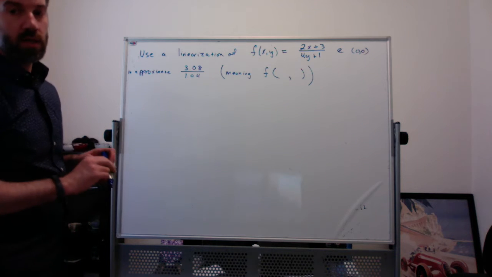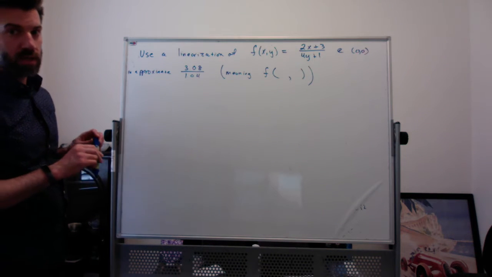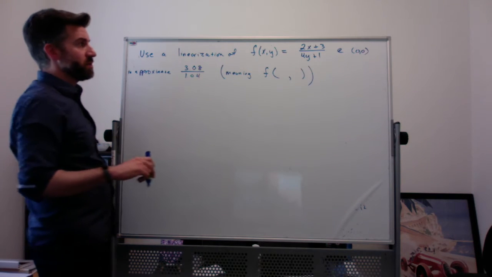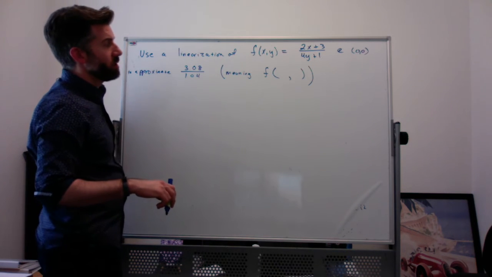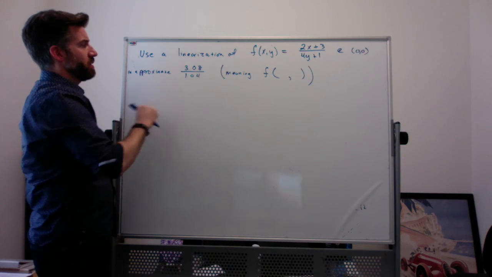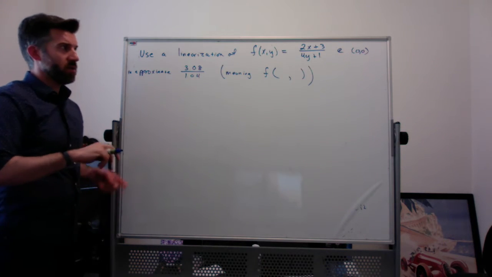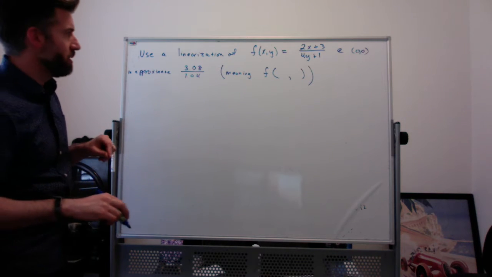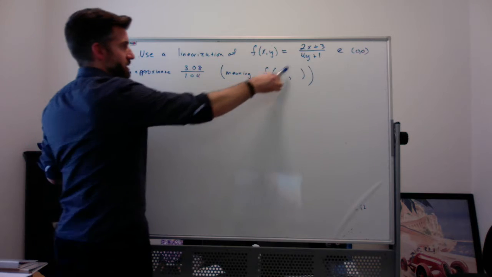All right, here is another multivariable linear approximation. We're going to use a linearization of f(x,y) = (2x + 3)/(4y + 1) at the point (0, 0) to approximate 3.08 divided by 1.04. The thing I've made slightly more challenging about this problem is we have to figure out what the x and y values are.